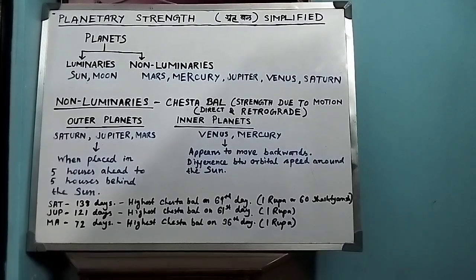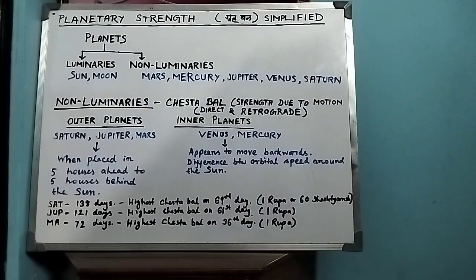Alright, friends, now let us look at non luminaries. There are 5 non luminary planets as mentioned before. For these planets, we need to pay due attention to their Chestabal or the strength due to their motion or speed, depending upon their direct and retrograde motion. Most people are aware of these two types of motions, which are direct and retrograde.